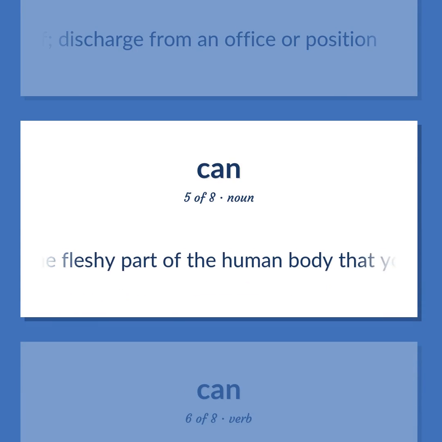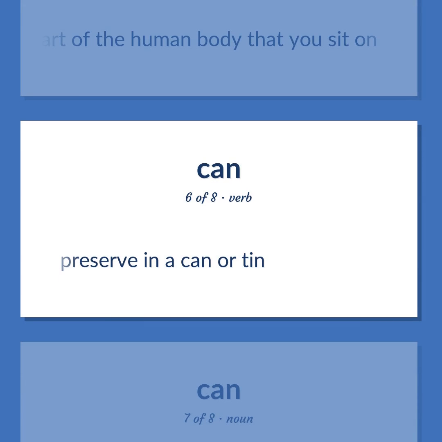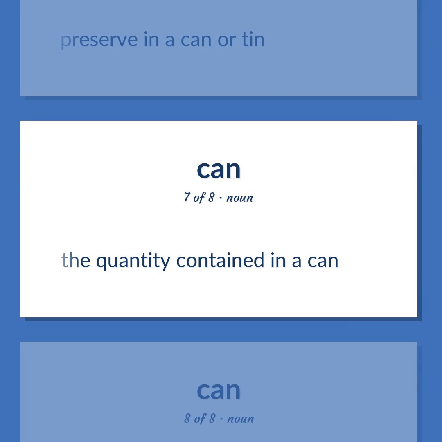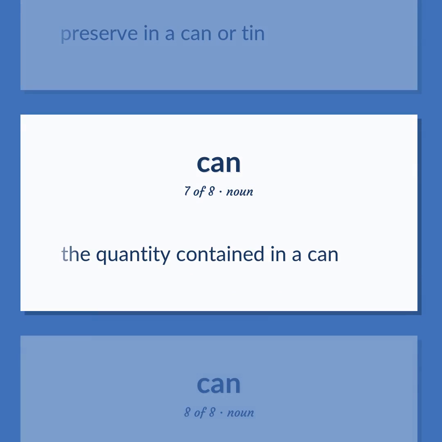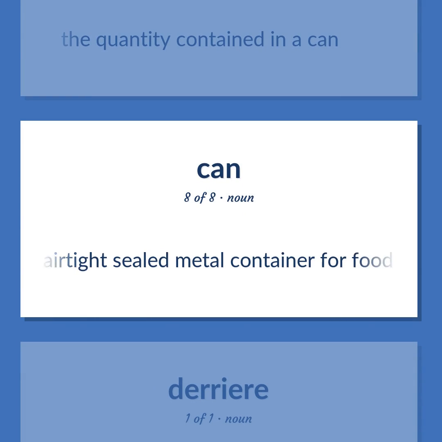The fleshy part of the human body that you sit on. Preserve in a can or tin. The quantity contained in a can. Airtight sealed metal container for food or drink or paint, etc.